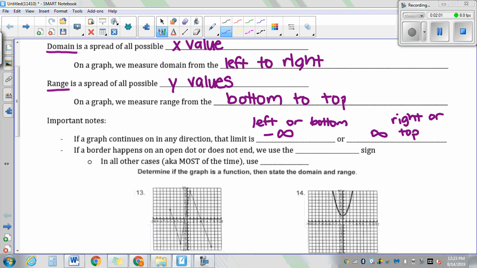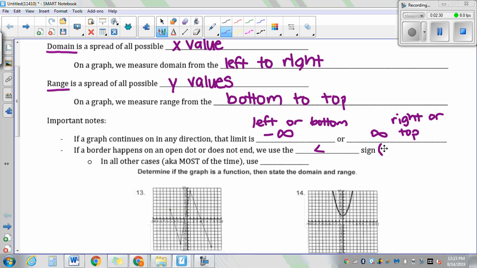So if you see a graph and it does not stop on the left-hand side, we're going to go to negative infinity. If you see a graph and it does not stop at the top, we're going to go to positive infinity. So that's anywhere where it doesn't have a solid dot to say this is where it stops. If a border happens on an open dot or does not end, we're going to use the less than sign.